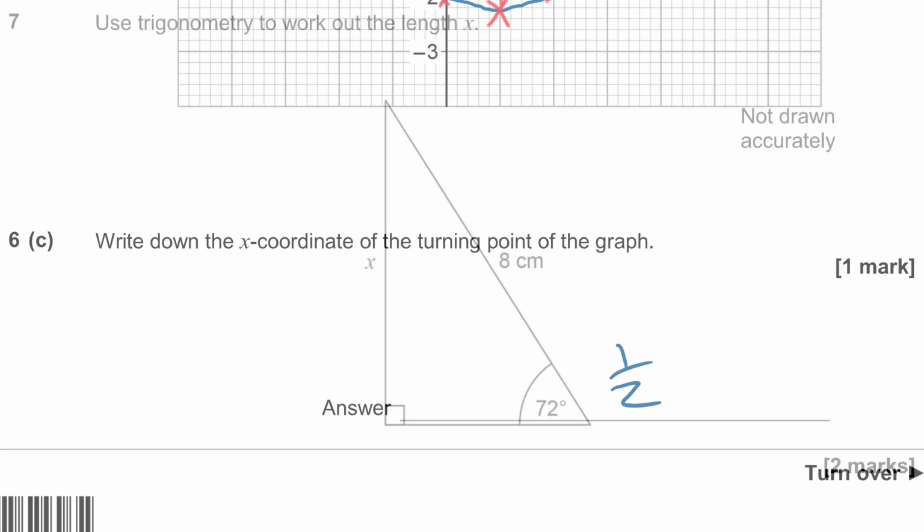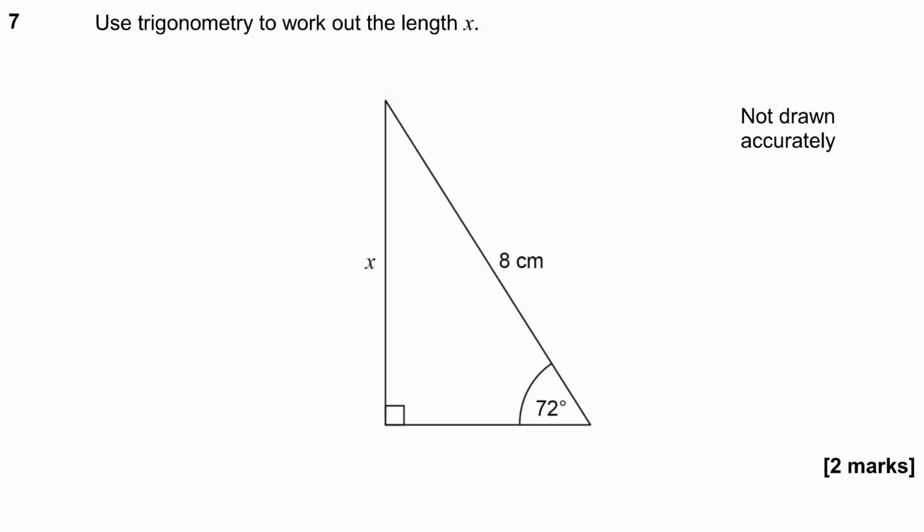Okay, done. Question 7. Use trigonometry to work out the length x. I tend to remember ratios using the mnemonic SOHCAHTOA. Maybe you've got a different way. Maybe you can share it in the comments if you do. Right, so let's label up the sides. Here's my angle. This is the longest side, so that must be the hypotenuse. X is opposite my marked angle, and the other side is adjacent.